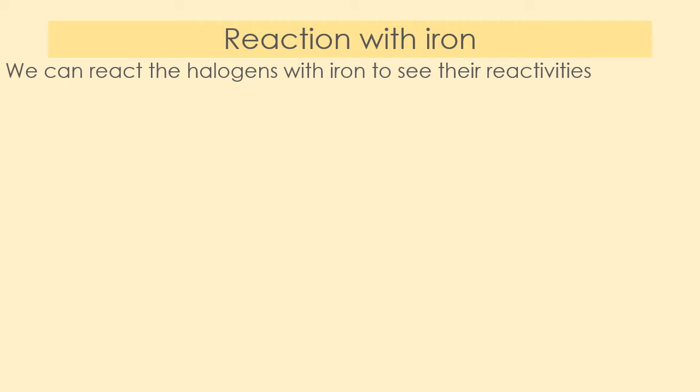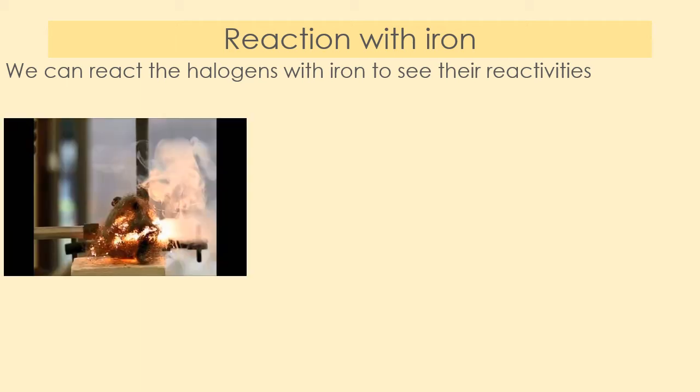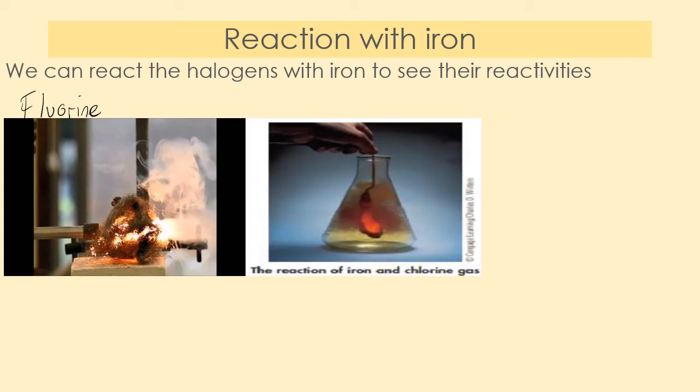And we can react the halogens with iron to see their reactivities. Just like we've reacted the group 1 elements with water, we're going to react the group 7 elements with iron. So if we look first at fluorine. So fluorine is the most reactive, it's at the top of the group, and we mix it with iron wool, we get quite a very obvious reaction. It's very bright, a lot of smoke being produced.